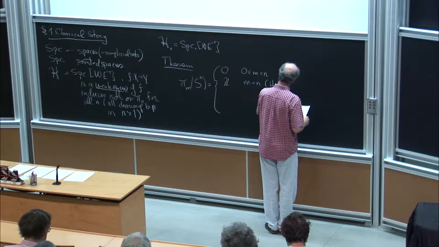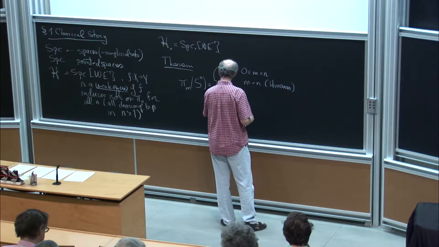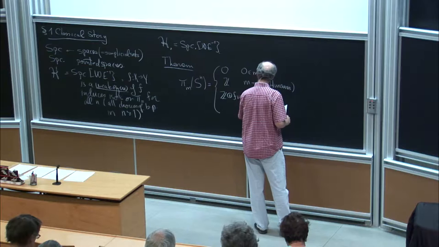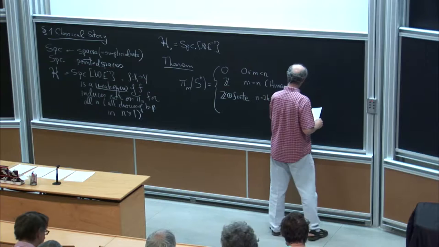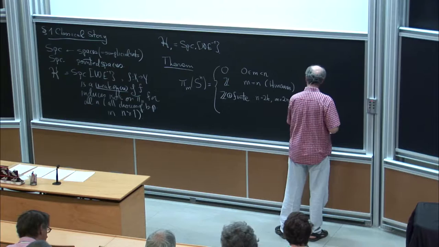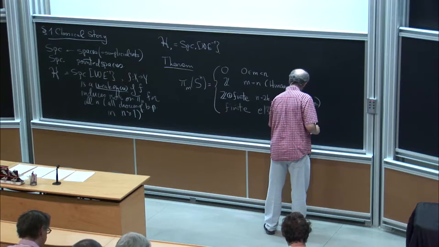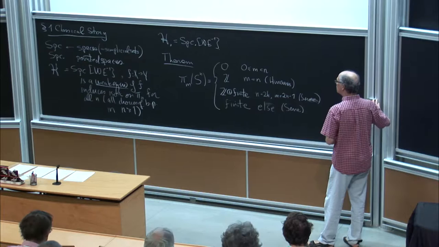And then we have the start of the computation. These are the results of Serre. You have this funny case: you have Z plus a finite group in case n is even and m is 2n minus 1. And in all other cases, it's a finite group.